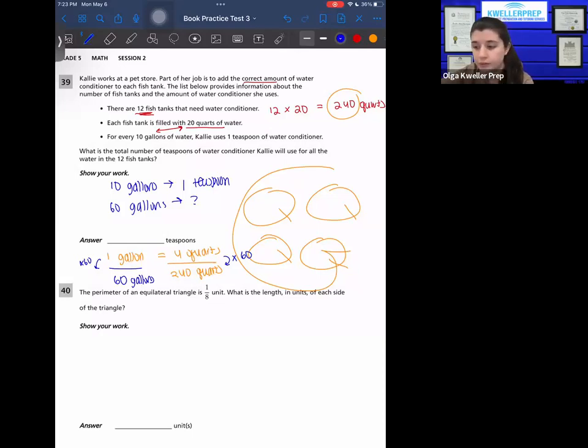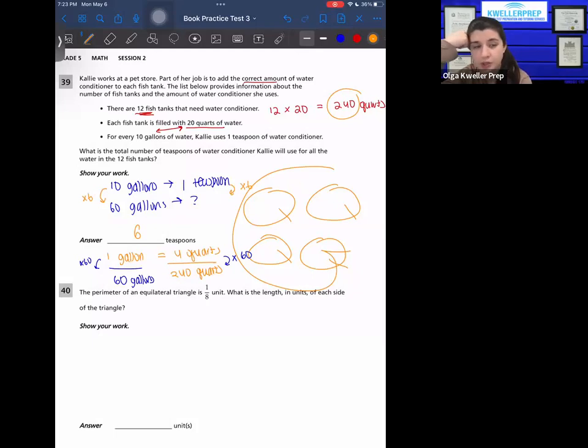How do I do that? Again, just like before, right? To go from 10 to 60, that's times 6. And do the same thing on this side. And my final answer is going to be 6 teaspoons. Does that make sense to everybody?